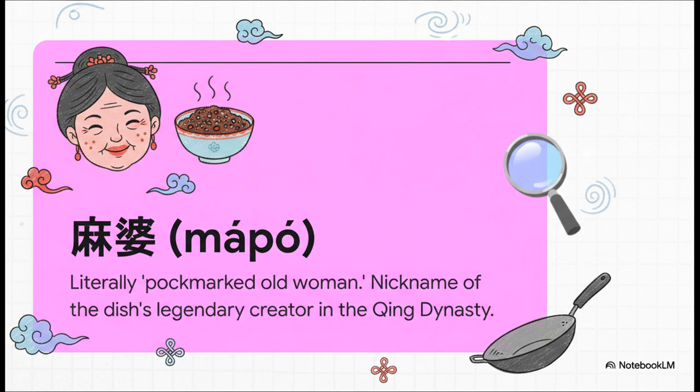The story goes that this dish was created by a woman in the Qing dynasty who ran a restaurant in Chengdu, and she had pockmarks on her face. So by naming the dish after her, we're not just describing food, we're literally embedding a piece of history right there on the menu. It's a beautiful example of how culture is served right on the plate.